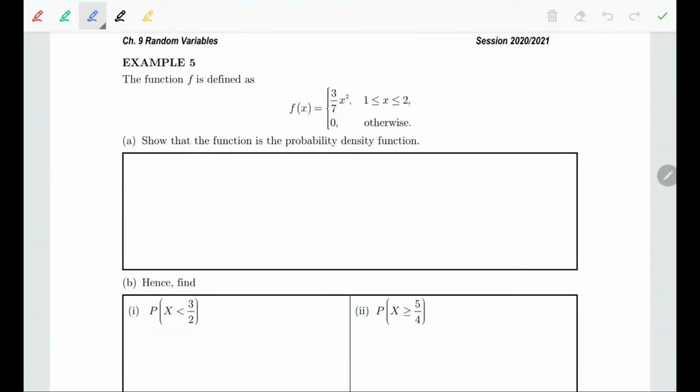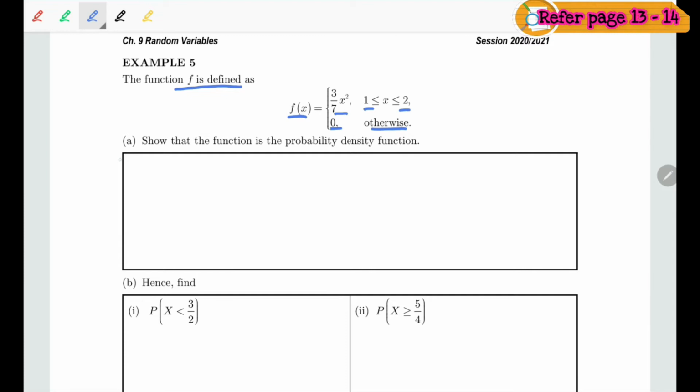Now we are going to discuss example 5. Given that the function f is defined as f(x) equals 3 over 7 x squared for x varying from 1 until 2, and 0 otherwise. For part A, the question asks to show that the function is the probability density function, or in short form, the PDF for the continuous random variable.